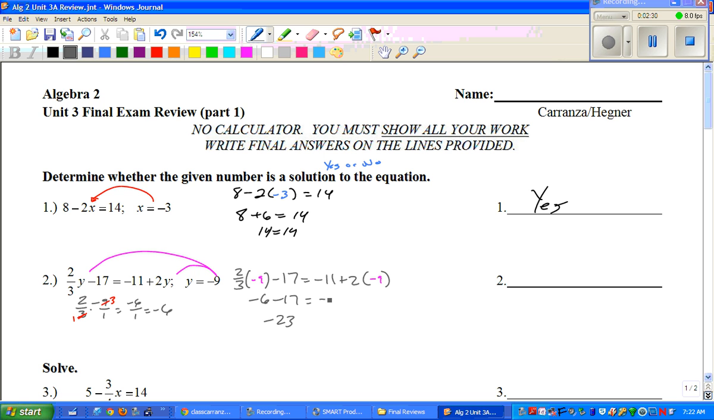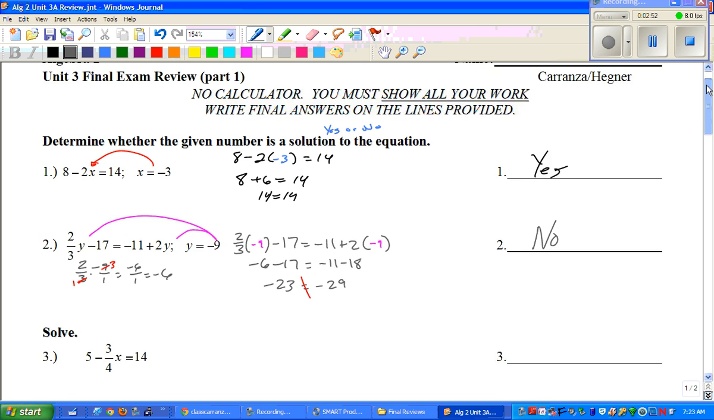Now on the right side, -11. 2 times -9 is -18. -11 minus 18 is -29. And do those two sides equal each other? Hopefully you're saying no, Mr. Grice, they do not, because that would be correct. Okay.